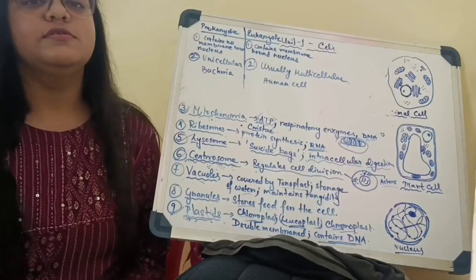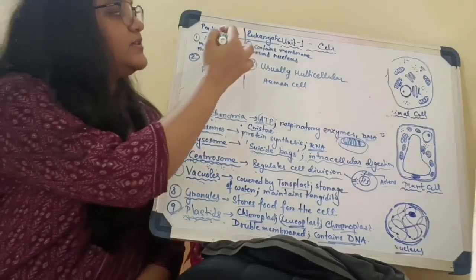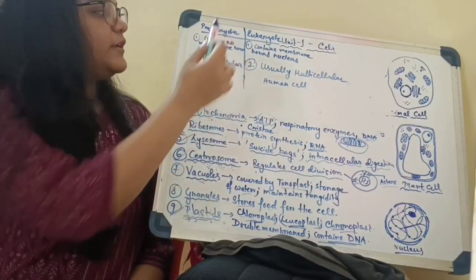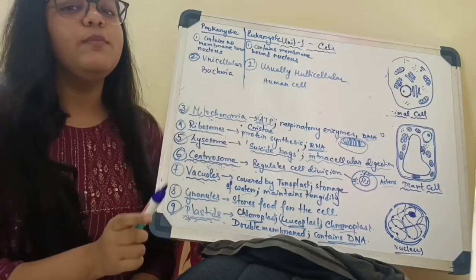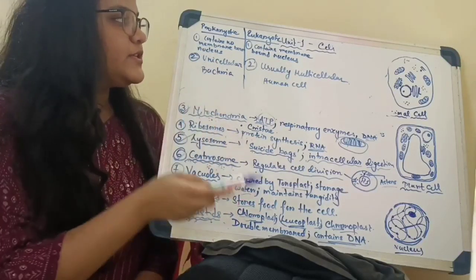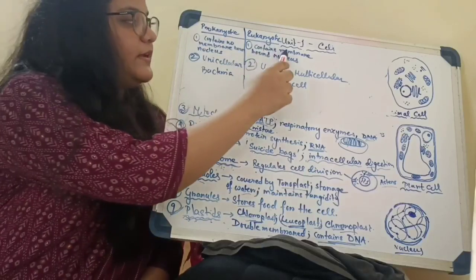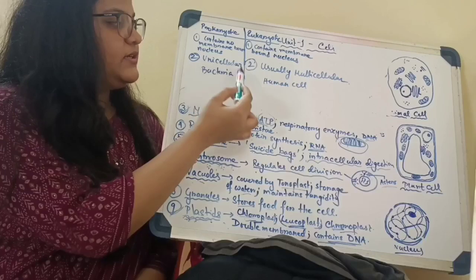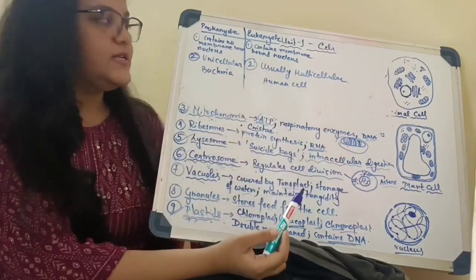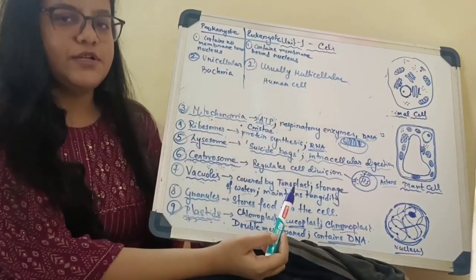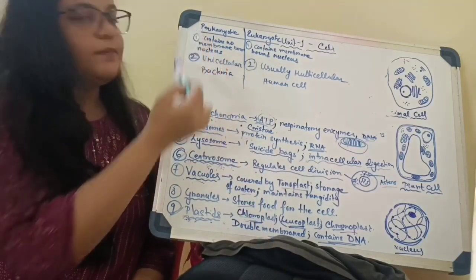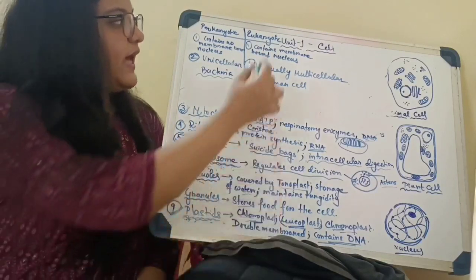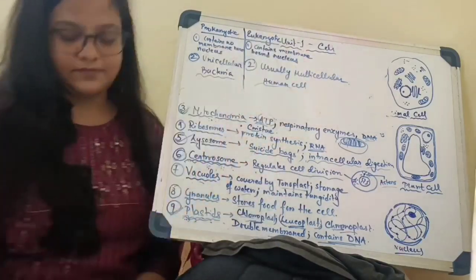Another thing you need to know is the difference between the prokaryotic cell and the eukaryotic cell. Prokaryotic cells are those cells which contain no membrane bound nucleus, and eukaryotic cells are those which contain a membrane bound nucleus. Prokaryotic cells are usually unicellular while the eukaryotic cells are usually multicellular. For the example of prokaryotic cell, it is very easy, that is bacteria, and for eukaryotic cell, humans.